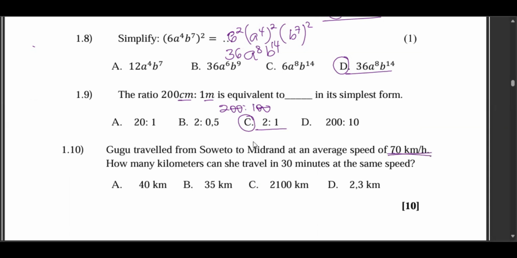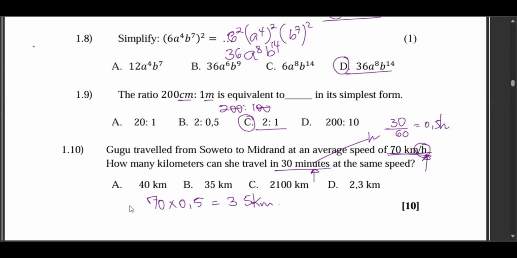Gugu traveled from Soweto to Midrand at an average speed of 70 kilometers per hour. How many kilometers can she travel in 30 minutes? These are minutes. Take note of that. The speed was in hours. So what we're going to do, we shall change the minutes to hours, whereby we set 30 divided by 60, you get 0.5. These are hours. So what happens next? It will be the 70 times 0.5, which becomes 35 kilometers.